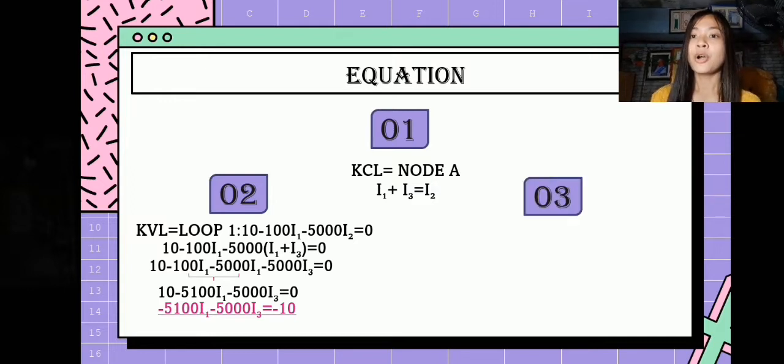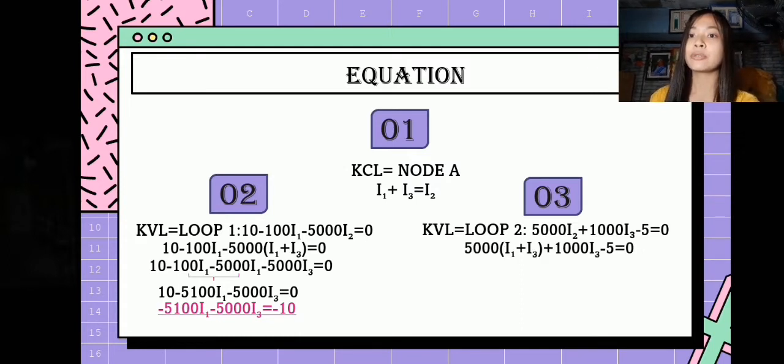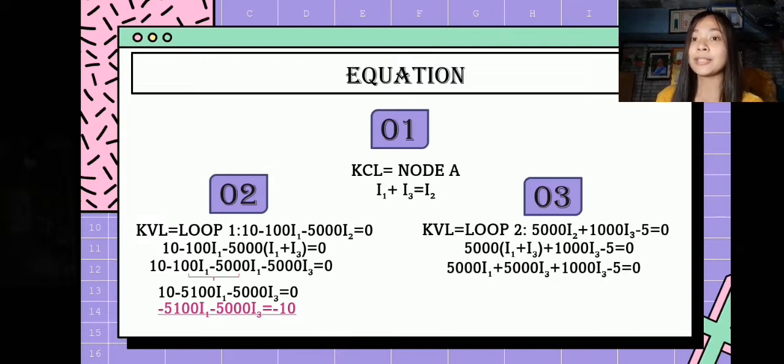In loop 2, we will do the same process we did in loop 1. So, 5,000 I2 plus 1,000 I3 minus 5 is equal to 0. And the next thing we will do is substitute I1 plus I3 for I2. After that, we will use the distributive property again. Therefore, we will multiply 5,000 by I1 plus I3. So, the result is 5,000 I1 plus 5,000 I3 plus 1,000 I3 minus 5 is equal to 0.